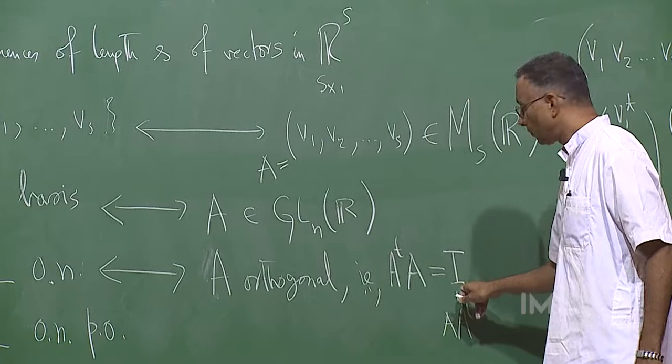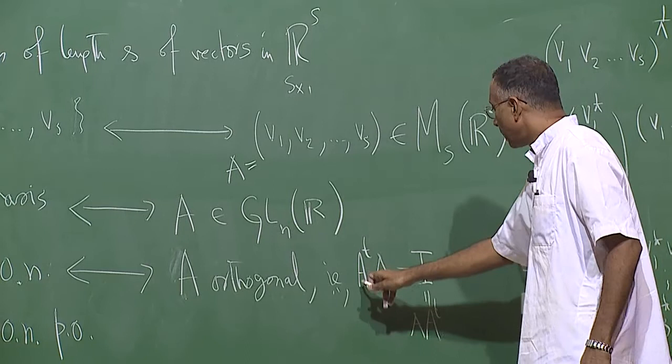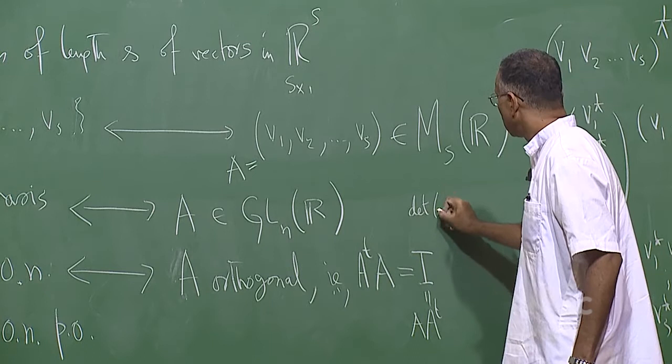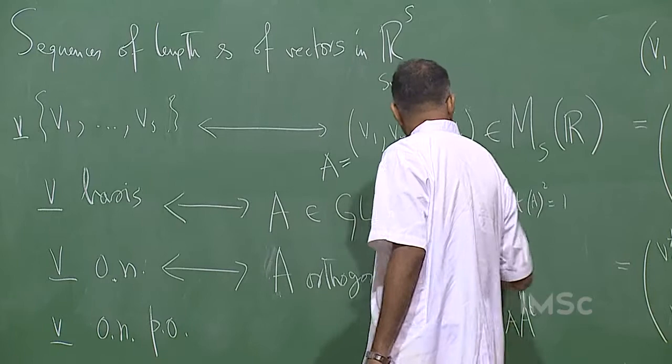So if I take the determinant on both sides, the determinant of a transpose is equal to the determinant of A. So I get determinant of A squared is equal to determinant of I, which is 1, which means determinant of A is plus or minus 1. So orthogonality already restricts you to the determinant being plus or minus 1.